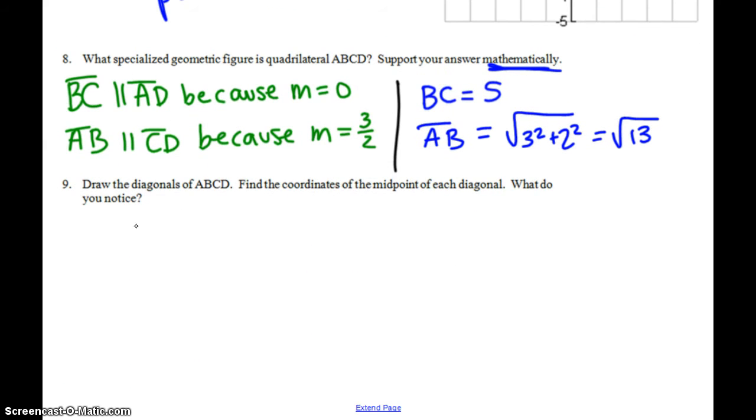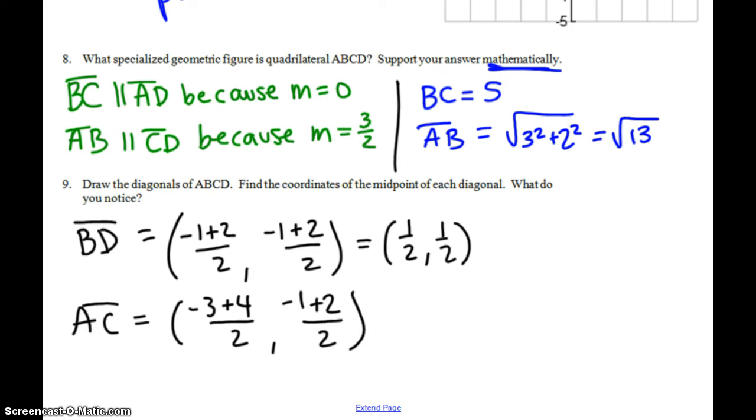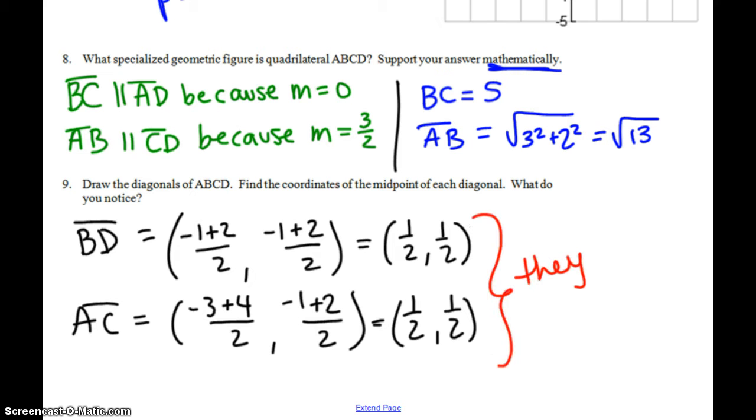We need to do the midpoint of each. So the midpoint of BD is going to be -1 plus 2 over 2, comma -1 plus 2 over 2, which would give us 1/2, comma 1/2. AC, take the points A and C, add the x's, divide by 2, add the y's, divide by 2, because that's the midpoint formula, and you get 1/2, comma 1/2. So because these are the same, because the midpoints are the same, the diagonals bisect each other.